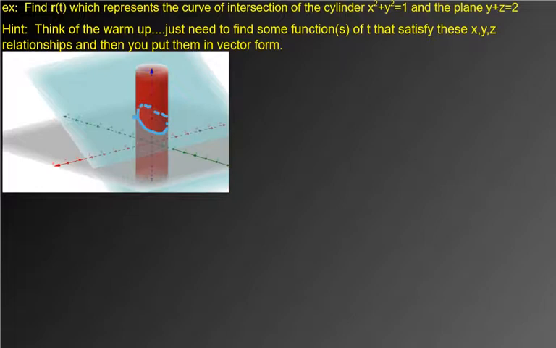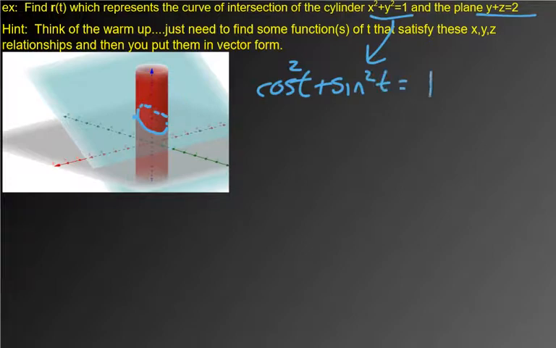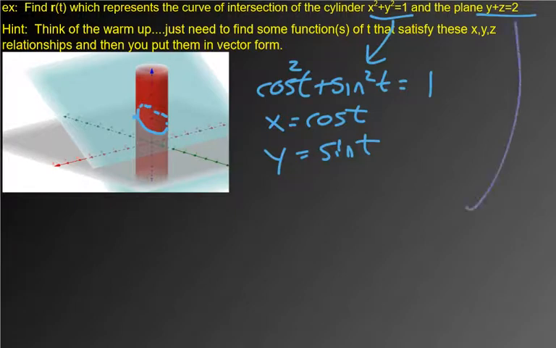All right, so you just need to find parametric x and y's that work for these equations right here. This one, we could definitely use cosine t squared plus sine t squared equals 1. We know that works. So basically I know x can be cosine, and I know y can be sine. And then we have this other equation right here. If I know y, which is sine t, I can plug that in to get what z should be. So z can be 2 minus sine t.